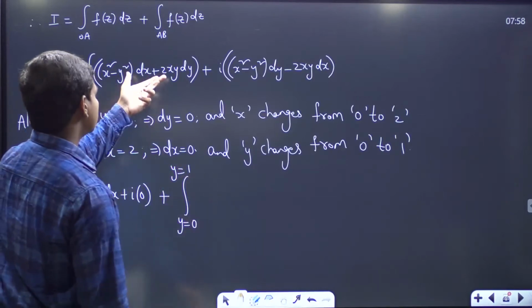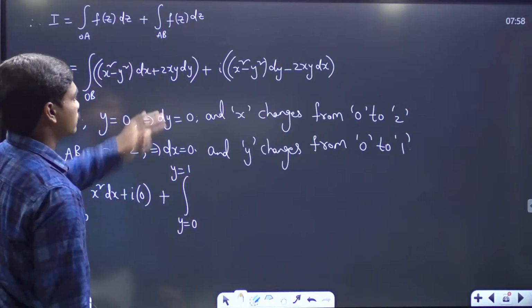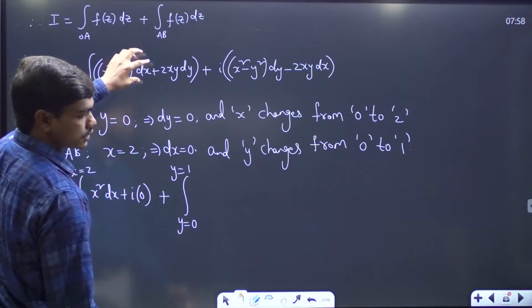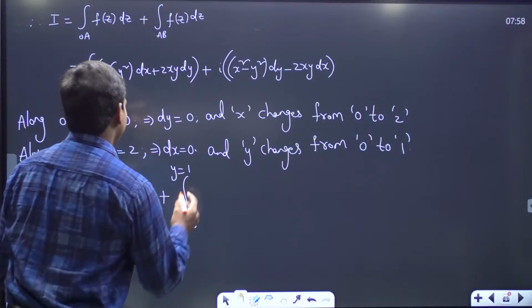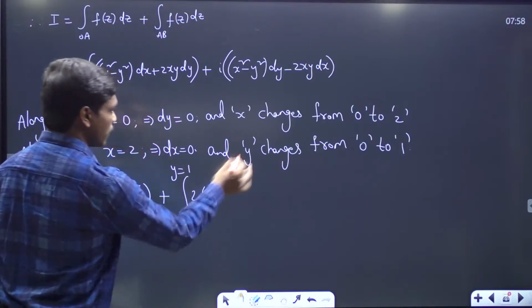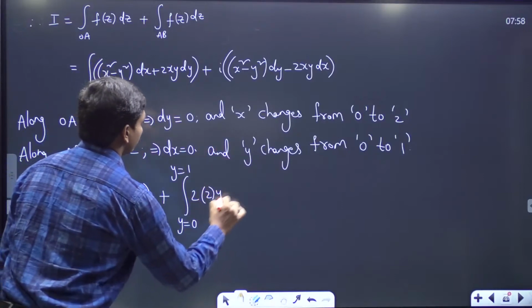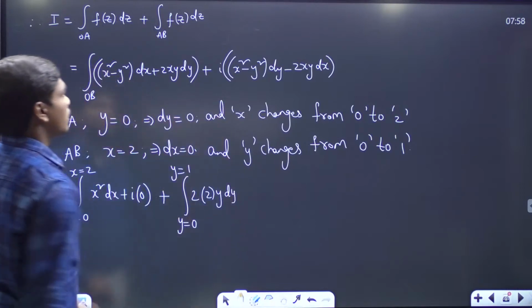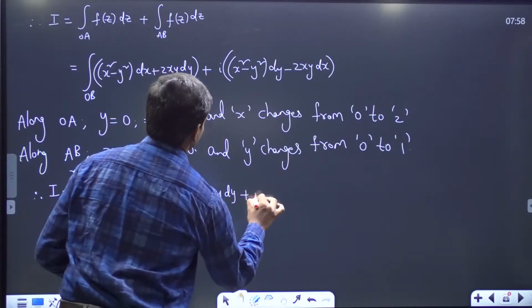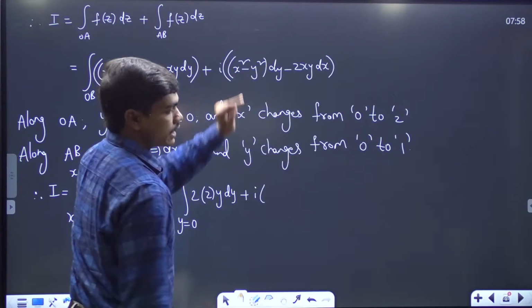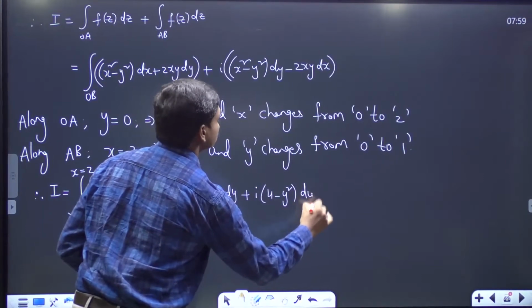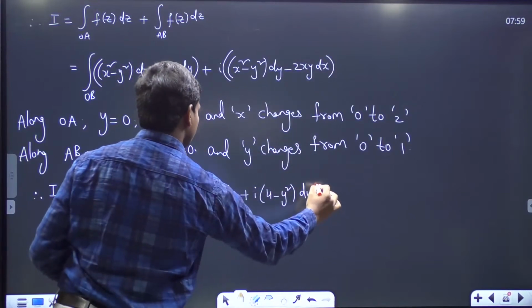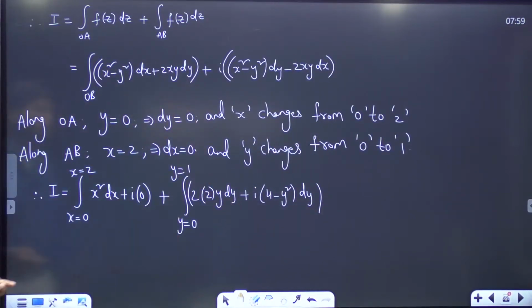Now in this, if you put x is equal to 2 and dx is equal to 0, the first term, which contains dx, is 0, plus 2xy dy, and the value of x is 2 along this line, so 2·2·y dy. Plus i into (x² − y²), that is (4 − y²) dy, because x value is 2 and dx is 0. So this is the total integration value that you will be getting here.